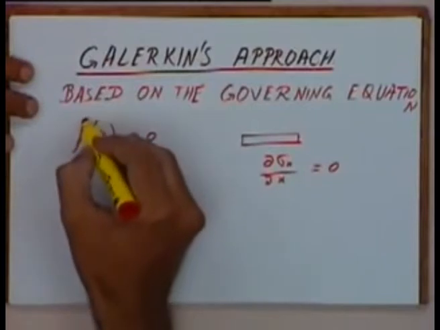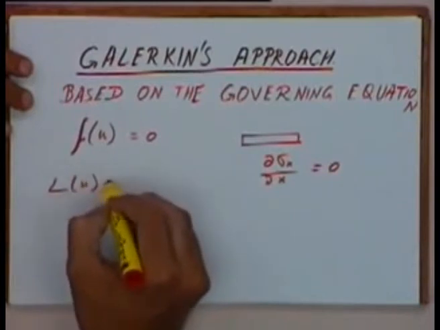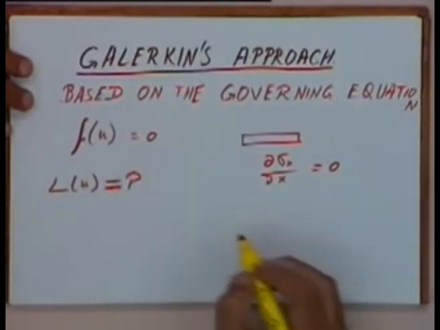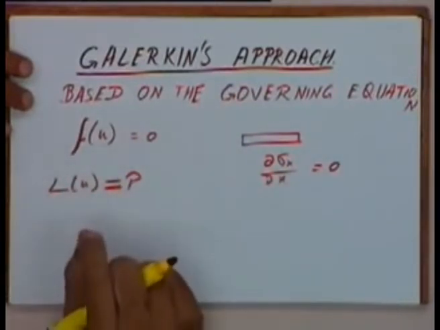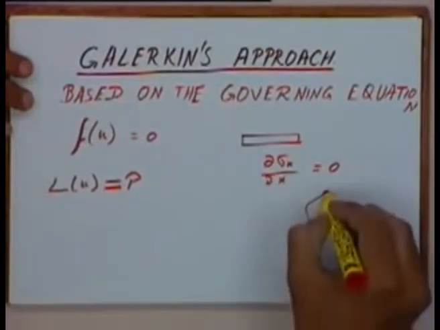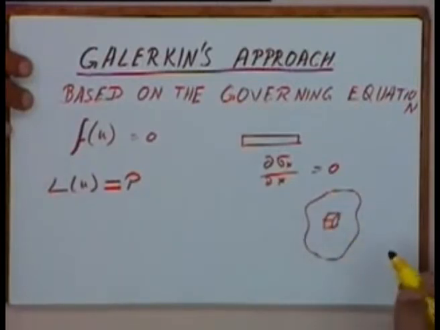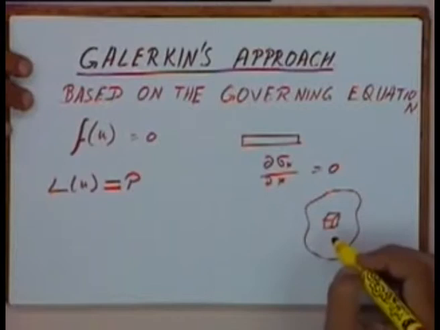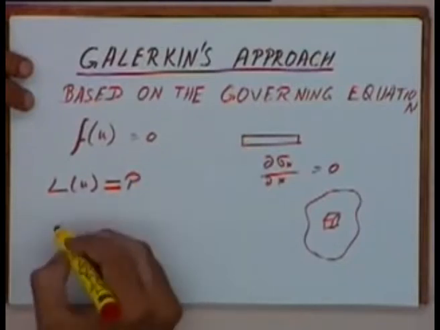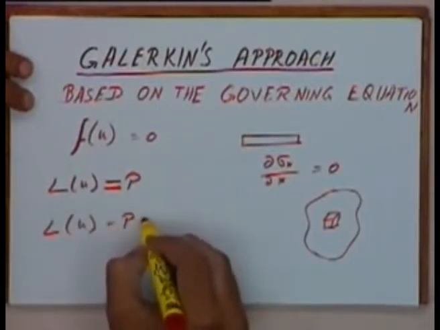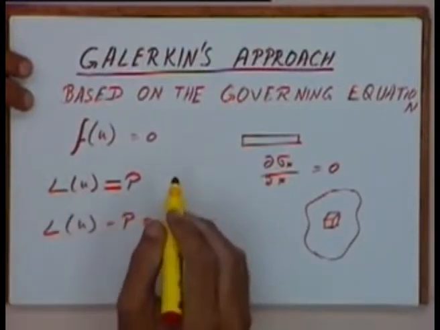So, if we have the governing equation of this type, we can rewrite these governing equations as L of u is equal to P, where P is the load acting on the element at that particular location. So, if we have a general 3 dimensional element like this and we take an element inside this and write down the equilibrium equation for it, that will typically be of this form, L of u will be equal to P, or we can rewrite it as L of u minus P is equal to 0, where L is some operator upon u.